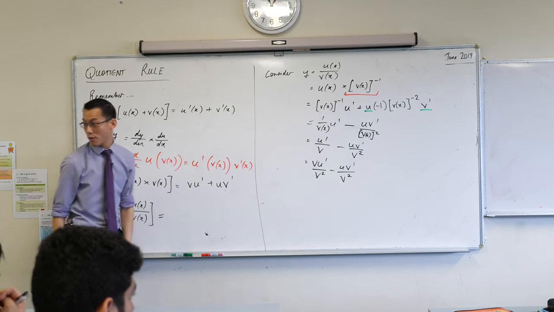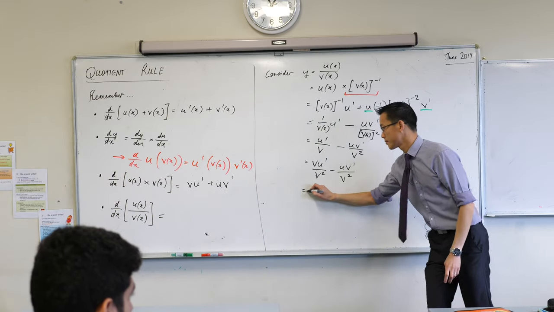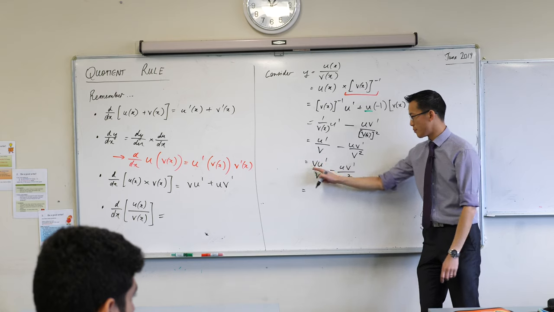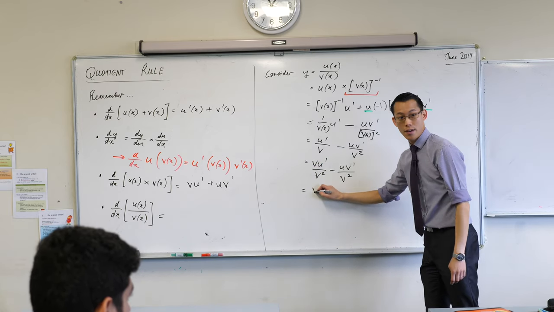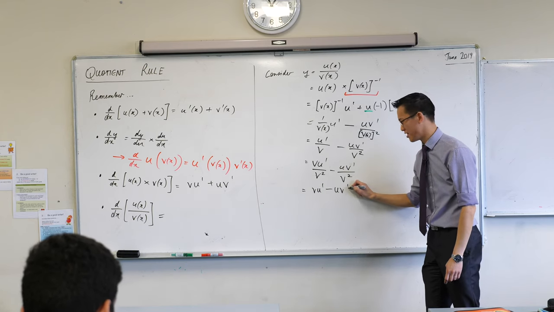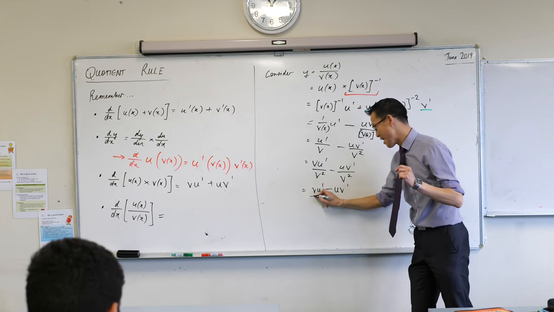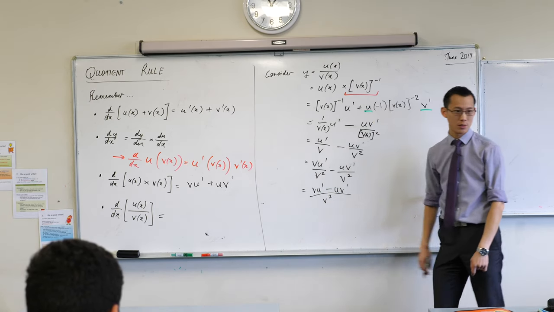Can we put this together in one fraction now? What will the numerator be? I've got the same denominator, don't I? So I can just put these two things together. V u dash at the front. Minus u v dash. Does that look familiar? It sure does. And then we divide everything, of course, by the product v squared.